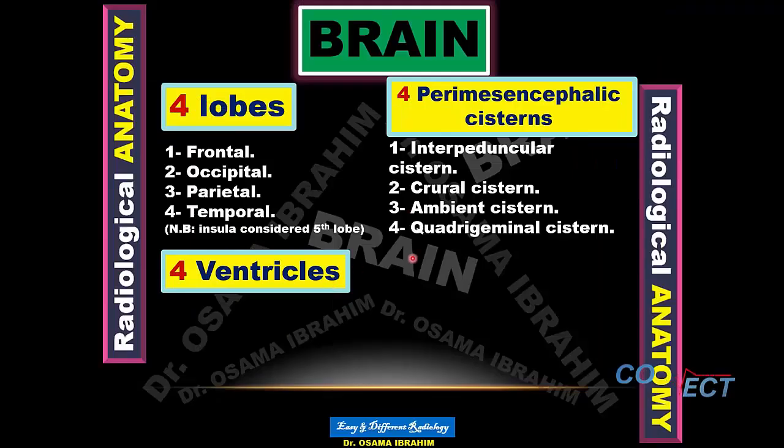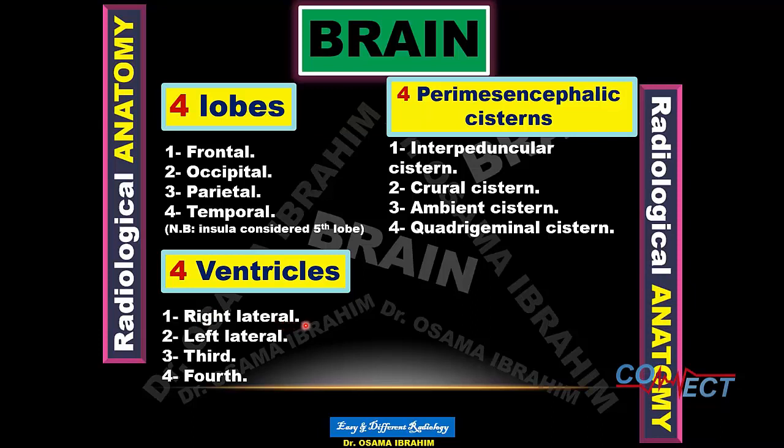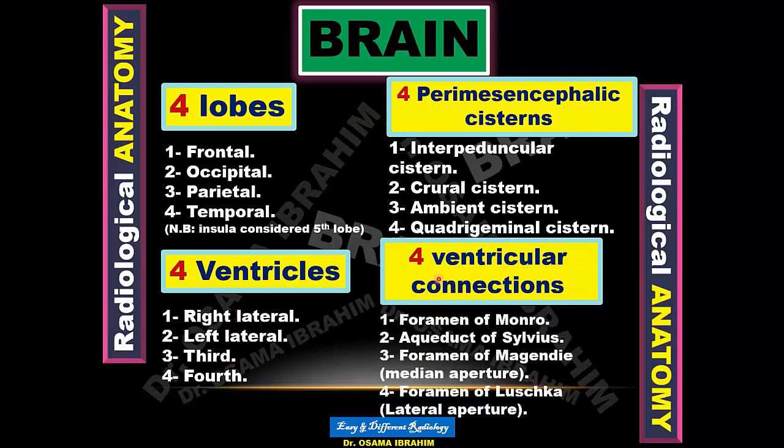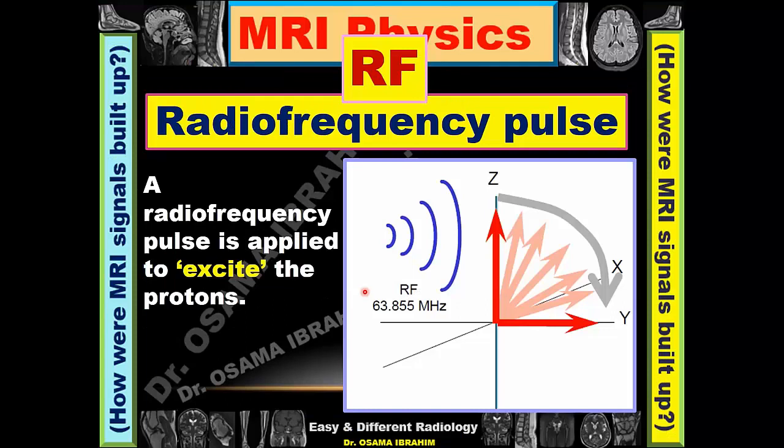The posterior four ventricles: right lateral ventricle, left lateral ventricle, third and fourth ventricle. These ventricles have CSF connected together by connections: the foramen of Monro between the third ventricle and lateral ventricle, the aqueduct of Sylvius between... with a little bit of concentration until the end of the video, and I promise you that we will all together build up the MRI signal step by step.